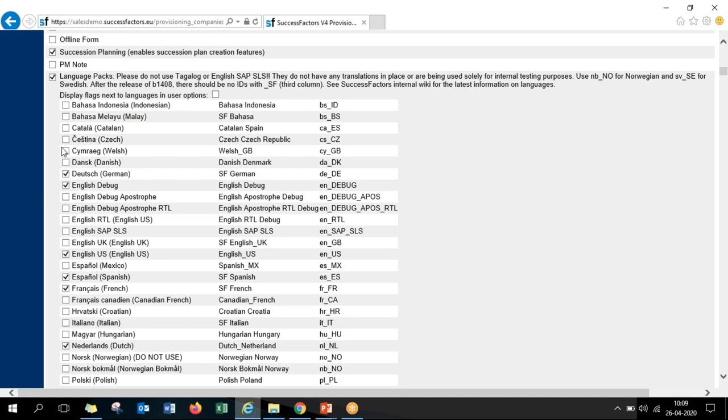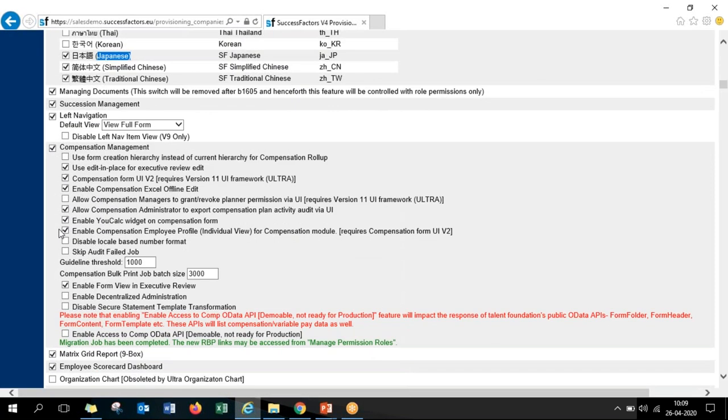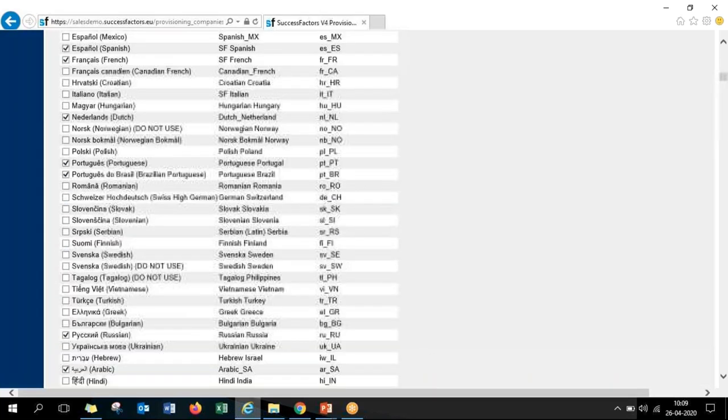Only those checkboxes we'll select, the others will be deselected. And if a customer has a license for the compensation management module, we'll activate compensation management, else we'll not. In compensation, based on the requirement gathering, which features and functionalities are required and which are not, based on that we'll activate or deactivate the checkboxes like this. So that's the provisioning side of the system.